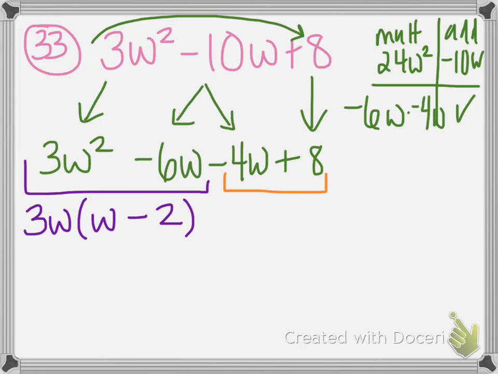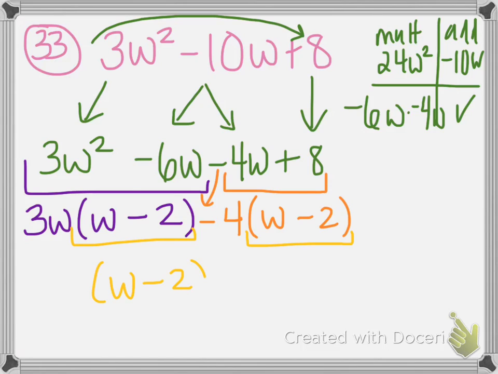Notice again in this one I do have a negative sign between my two groups, so that's going to be in between my two terms here. And in addition to the negative, a 4 is a GCF of these two terms. So when I divide both terms by negative 4, I get w and minus 2. And once again, we do have the same factor for both of our terms, and that is our w minus 2. So that's going to be one of the factors of our original trinomial.